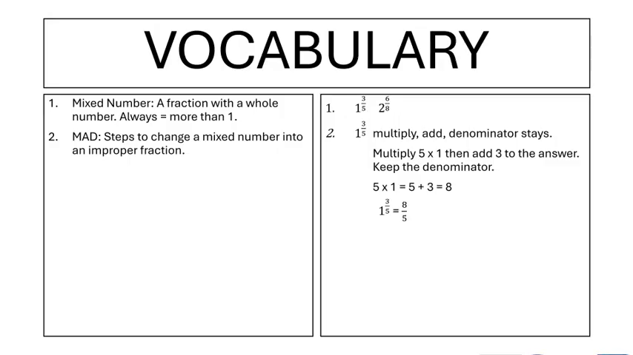Number 1 says mixed number, a fraction with a whole number. Always equals more than 1. Number 2 says MAD, steps to change a mixed number into an improper fraction. The example for MAD shows the steps are multiply, add, keep the denominator. When you are done copying these down, draw a line underneath to separate this section from the next.